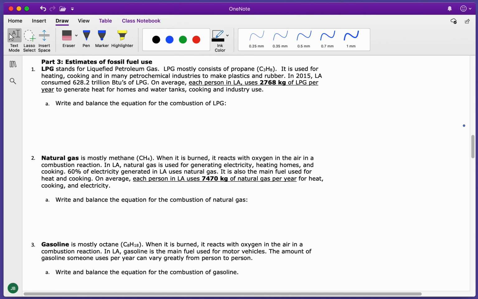Because you're going to write and balance an equation for LPG, which stands for liquefied petroleum gas. Notice that you are given the formula for this LPG right there. And you're also given an amount. Now notice it's in kilograms. Don't forget to convert that into grams.